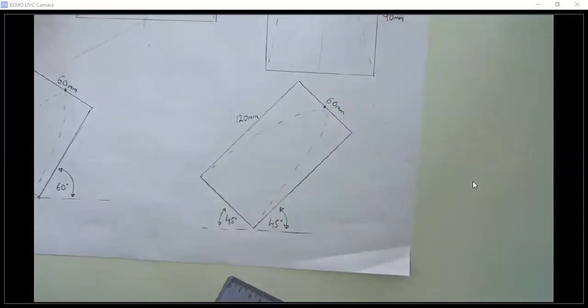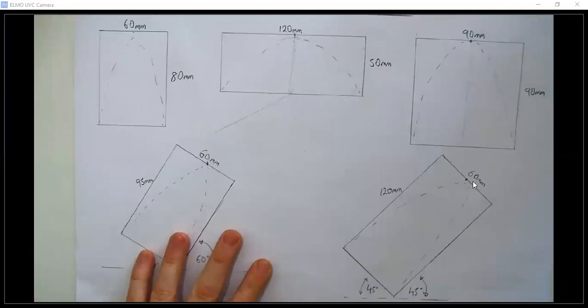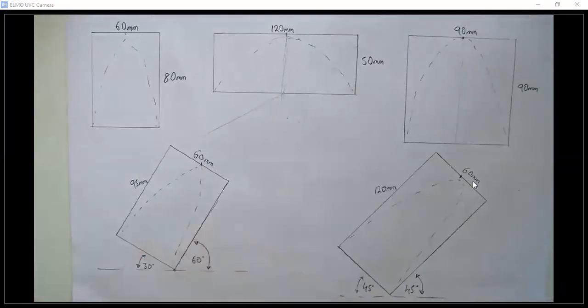So that's the layout of it. Can you get all those in the one shot? Yeah, you can. So that's the layout of it, and that's your worksheet for this week.